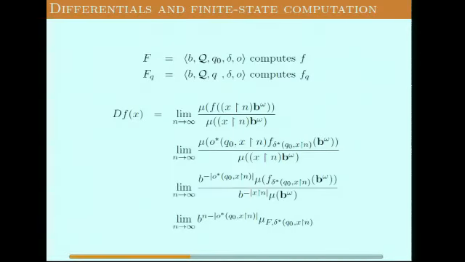Okay, so this is what happens when we apply the differential definition to a finite state computable function. First we take the little f and we define a big F that computes it because it's finite state computable. And just for technical reasons, we define an f sub q, which is more or less the same machine but changing the starting state. Because it's easy to work with this.